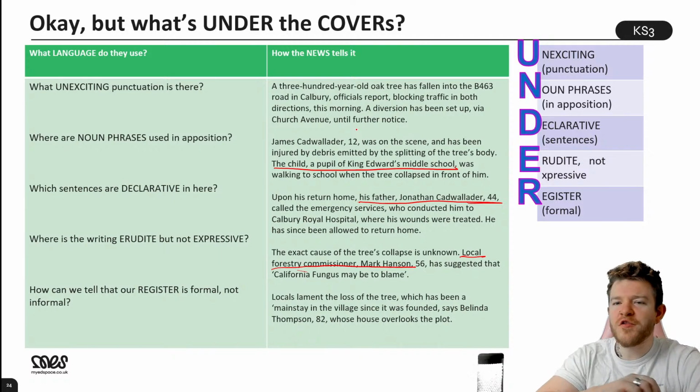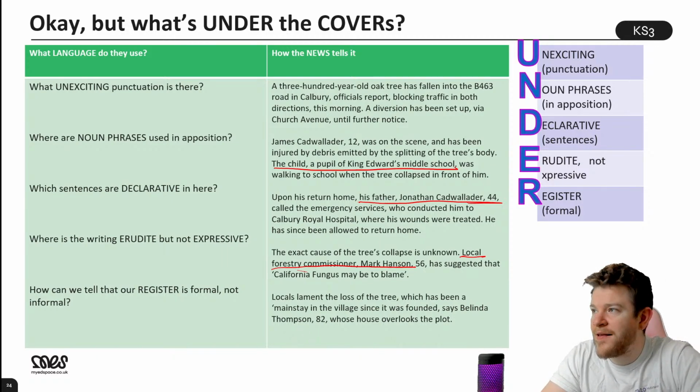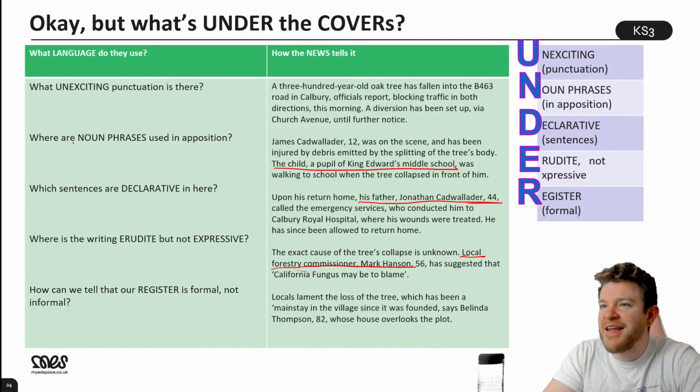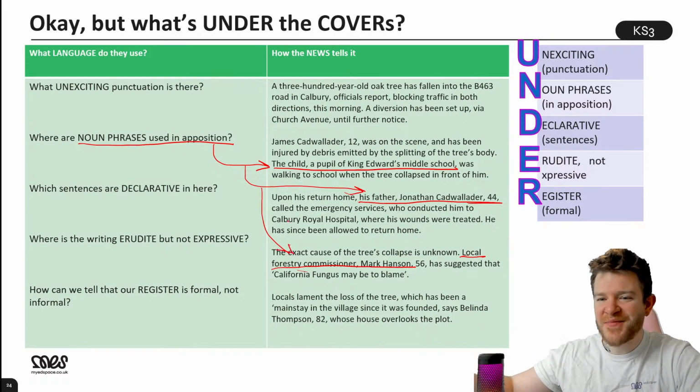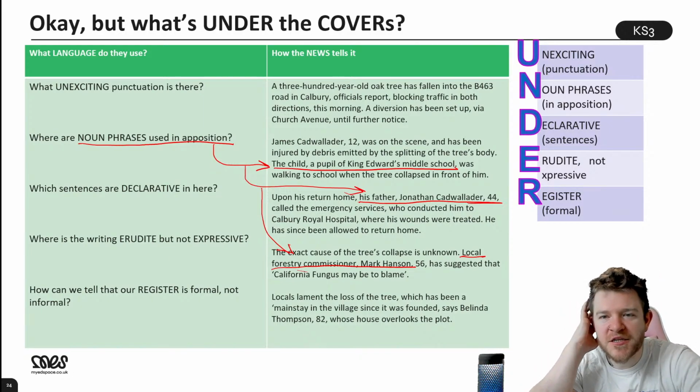Okay, so I've got you three examples here of noun phrases being used in apposition. Okay. Who reckons they can tell me what they might be? What might noun phrases in apposition mean?